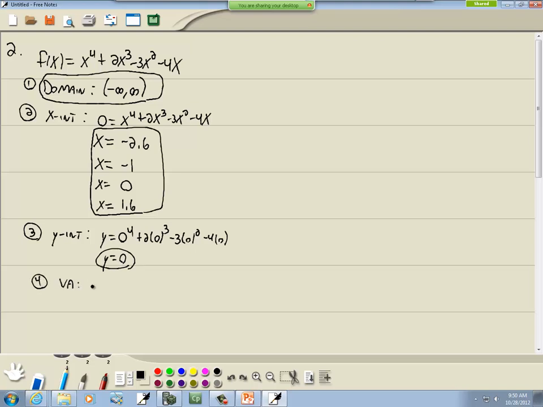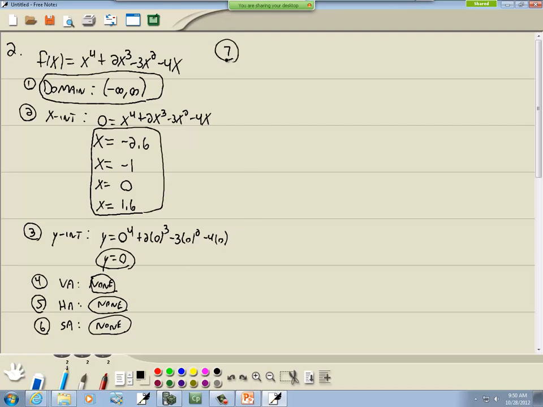Okay, vertical asymptotes, there is none, we need a single fraction for that. Horizontal asymptotes, we need a single fraction, so there is none. Our slant asymptote, there is none. Again, you need fractions for those.